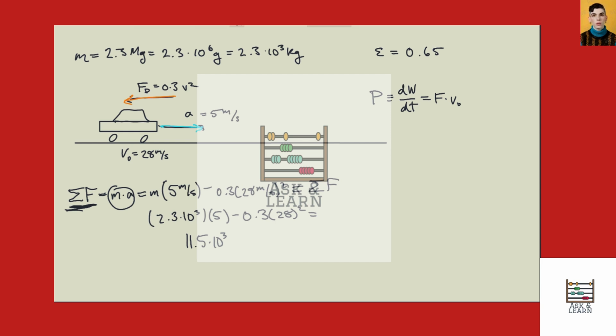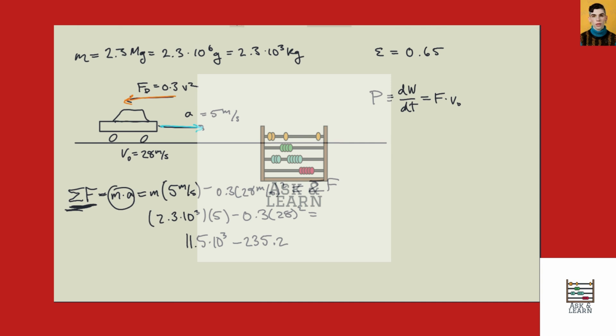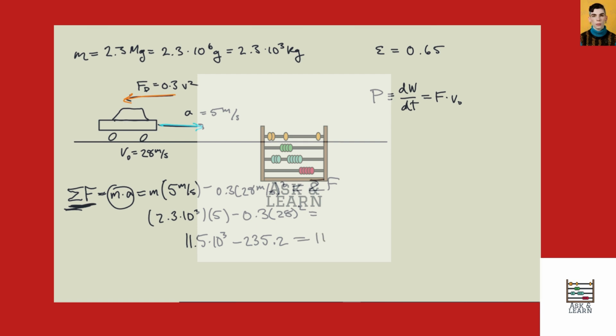0.3 times 28 squared equals 235.2. And that 11.5 times 10 to the 3, 10 to the 3 is 1,000. So we have 11,500. 11,500 minus 235.2 is 11,264.8. That's in newtons. That's going to be the net force that we'll use for the power.